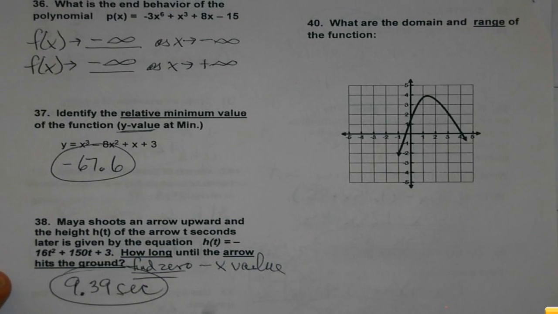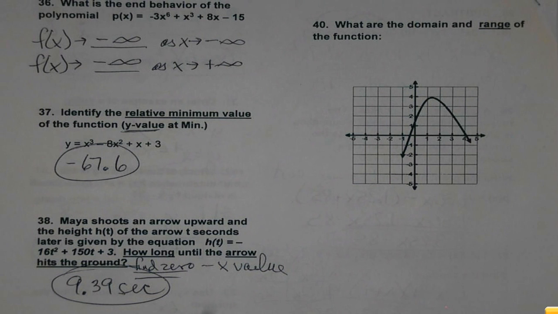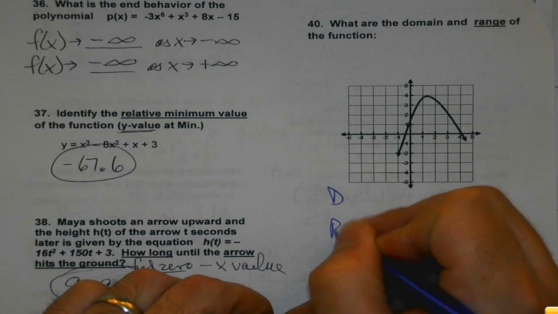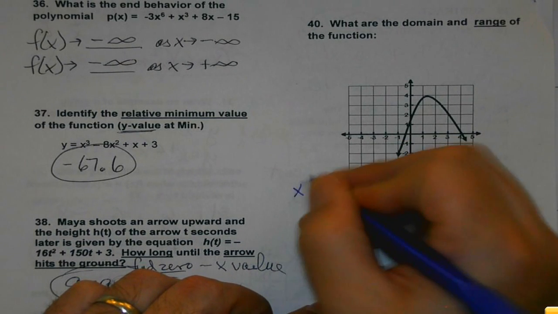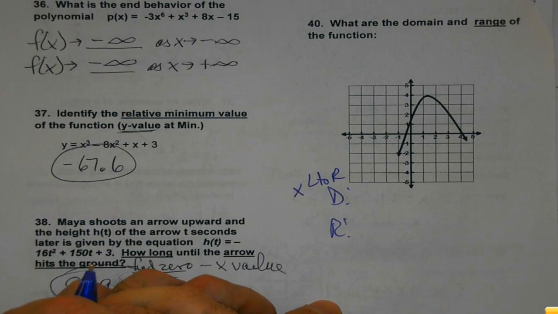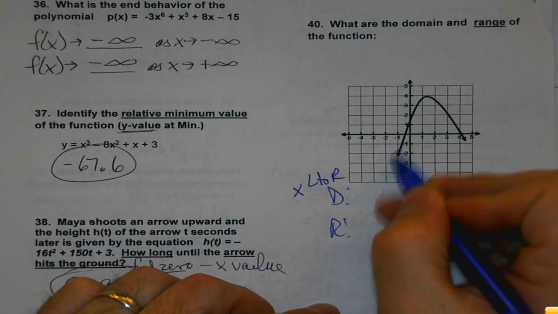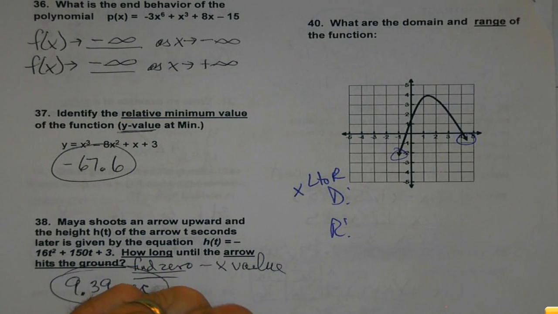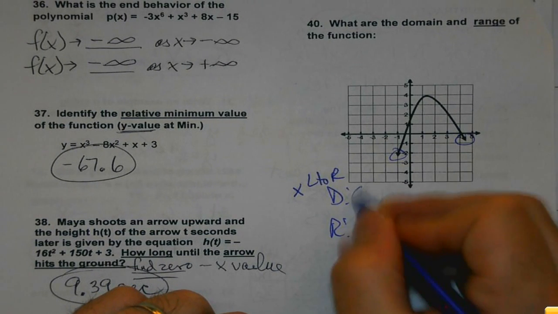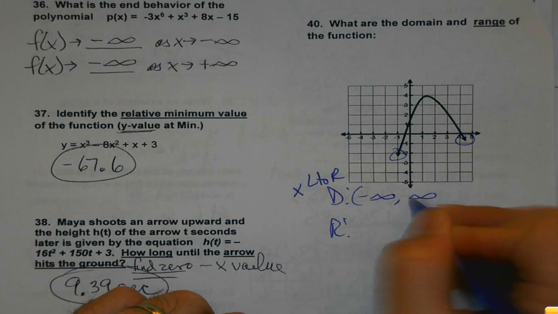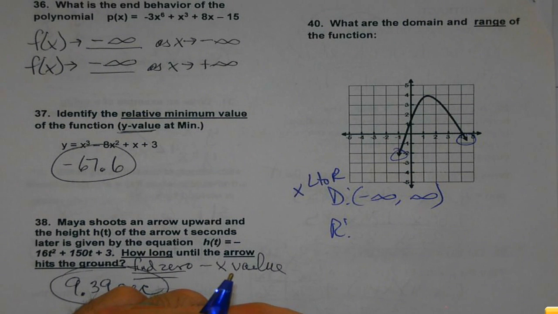And then again, if we need to go back and talk about some of these, we can do that, or make up an extra problem or two, we can do that too. What are the domain and range of the function? Okay. Domain, x values left to right. Arrows are the key. Arrow left, arrow right. If there weren't arrows, we'd have to be a little more cautious.